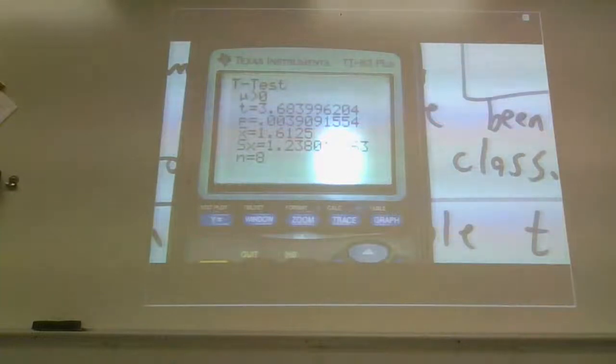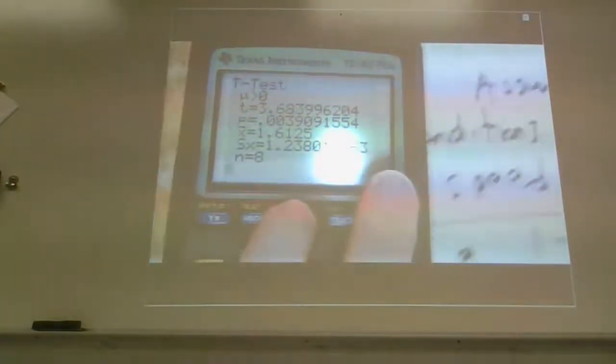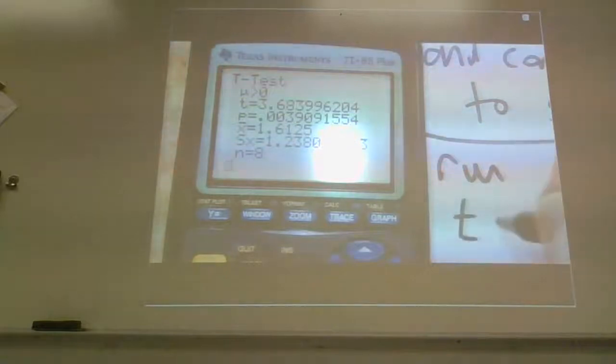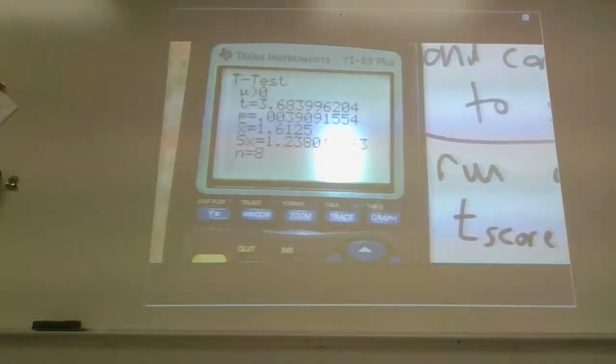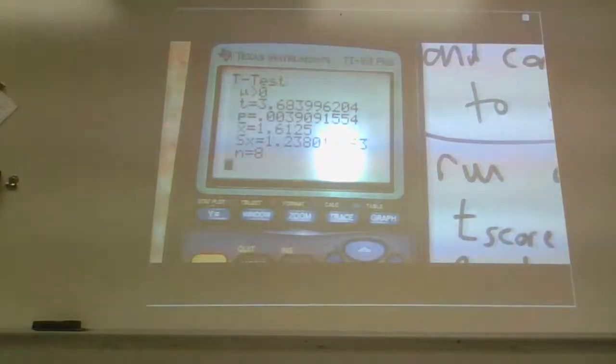So I'm going to write down 2 pieces of information here. My t-score is equal to 3.68, and my p-value is 0.0039. If the p is low, the null must go. That p-value is smaller, obviously, than 0.05. It's smaller than 0.01. I mean, we are absolutely going to reject the null hypothesis. The p is low, the null must go.